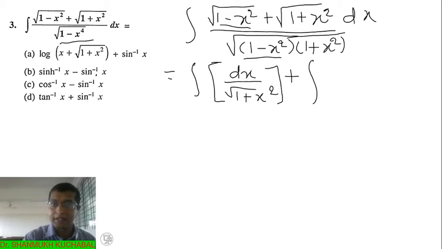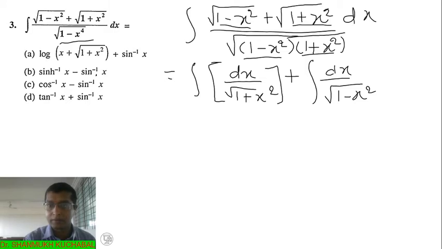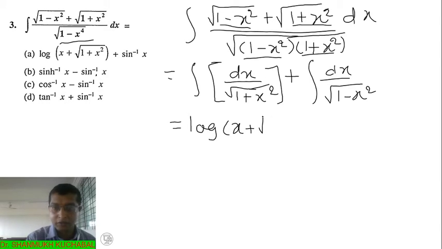Now another integration: 1 plus x square and 1 plus x square get cancelled. We get dx divided by the square root of 1 minus x square. Further, we can write the integration of 1 divided by root of 1 minus x square as log of x plus the square root of 1 plus x square.